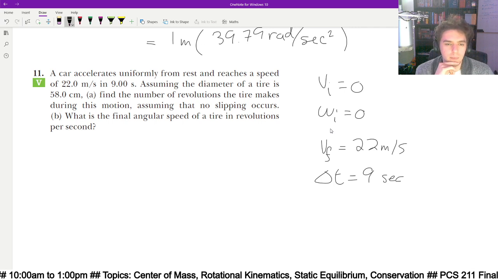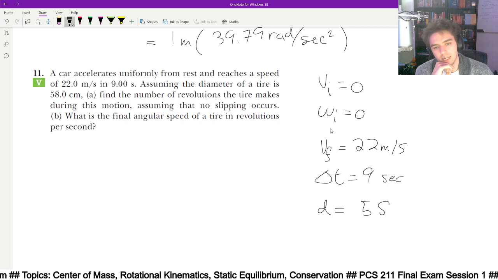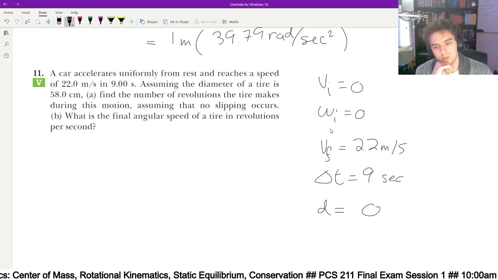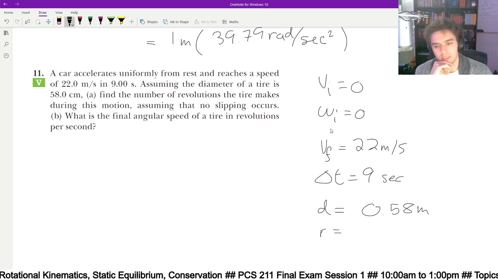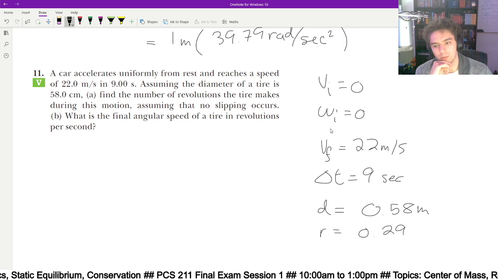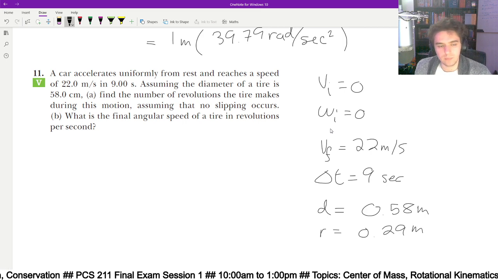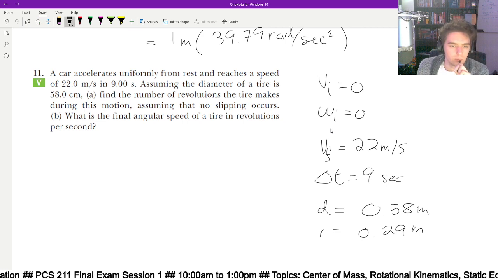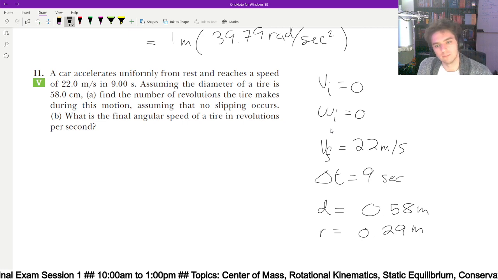The diameter of a tire is 58 centimeters, or I'll say 0.58 meters. So the radius is 0.29 meters, right? So find the number of revolutions the tire makes during this motion.